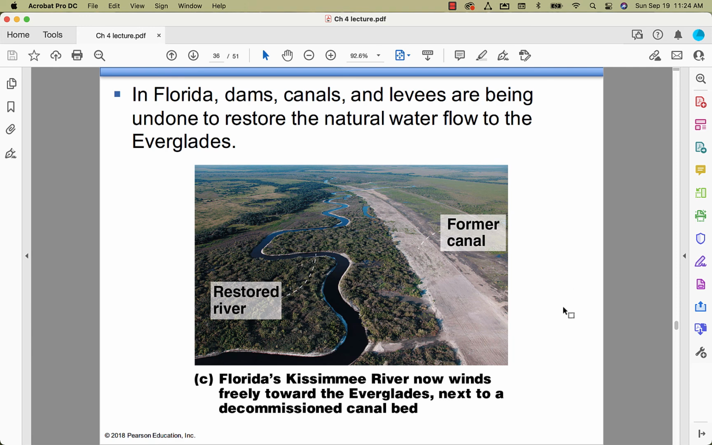This is one thing that they're doing. In the Florida Everglades, they installed canals and dams and levees as a way to control the flow of water that degraded ecosystem services in the Everglades, in the swamp. So now what they're moving to do is to restore the river. This is a beautiful meandering river. So it has the ability to flow and do what it needs to do rather than to be forced into this channel.